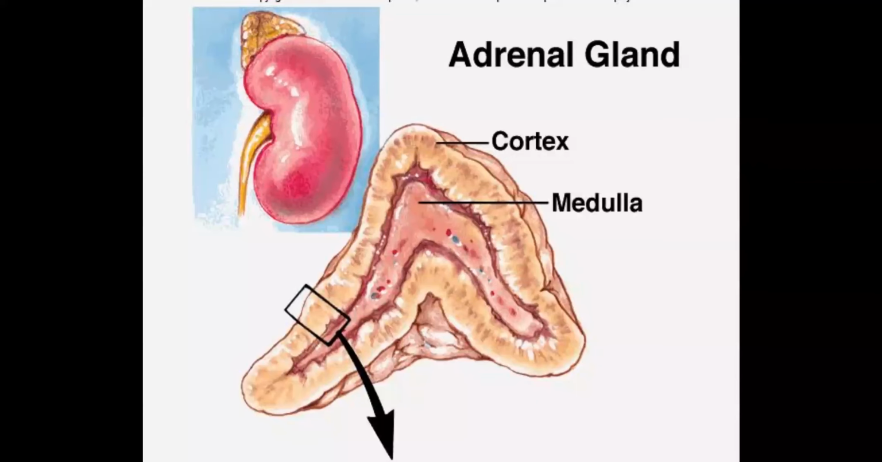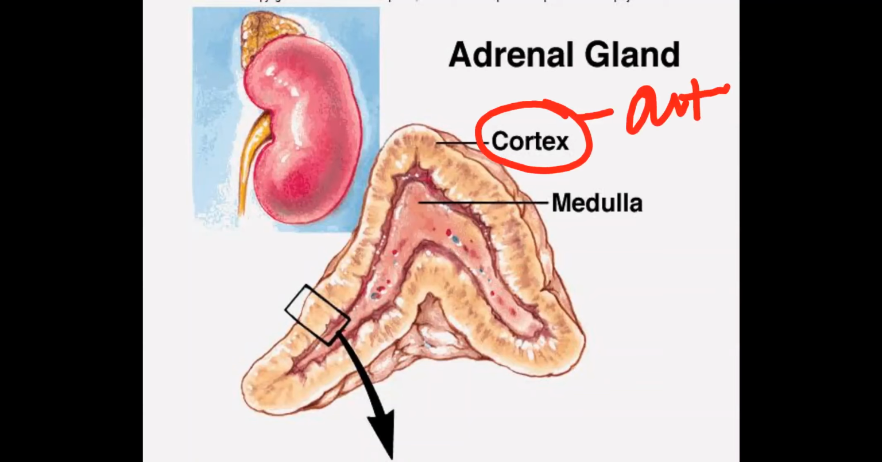If you see the histology part, the internal features of this gland, you can see that there are two features. The outer part of the adrenal is called the cortex.